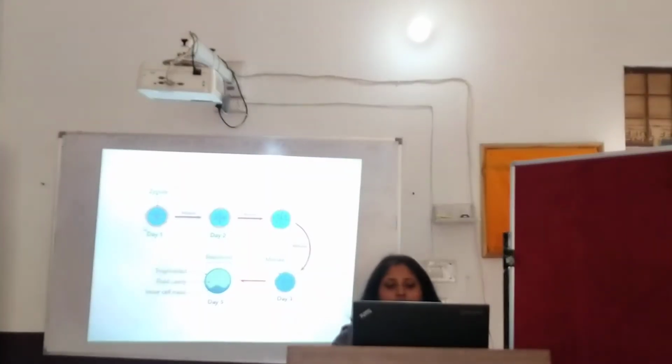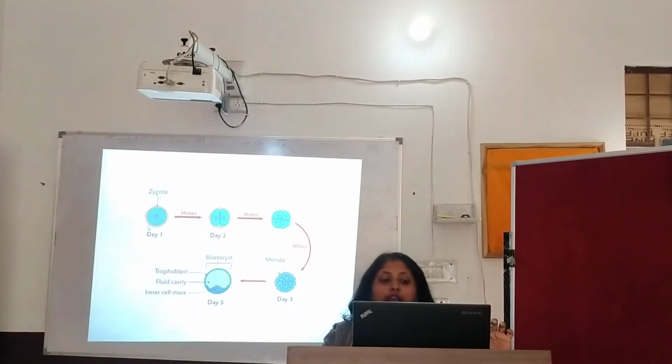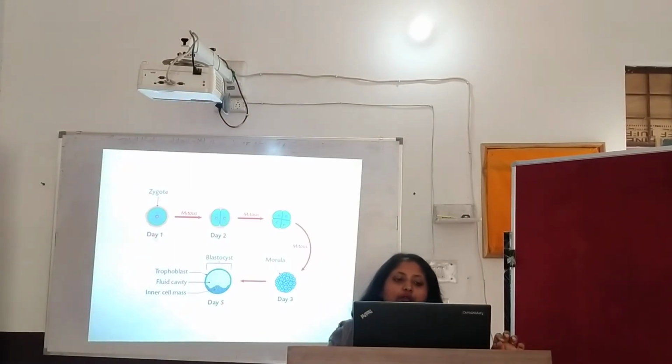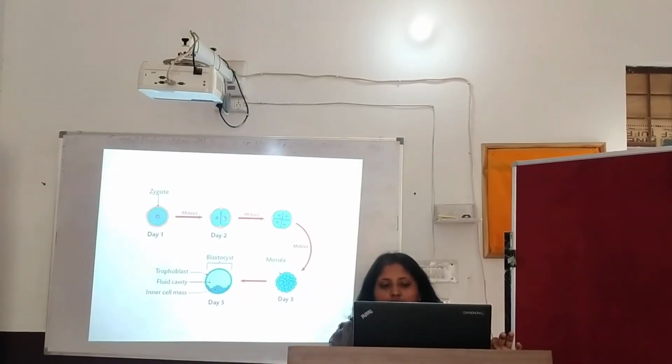Now let's see here again. Zygote on day 1. Day 1 is when the fertilization has occurred and the zygote is formed. It will go on to mitotic divisions, and after 2 days it will be 2 cells, then again mitotic divisions, it will be 4, and again mitotic division on the third day of the fertilization. This is the morula, 16 cell stage, and on the 5th day a blastula forms, and it is called the blastocyst.